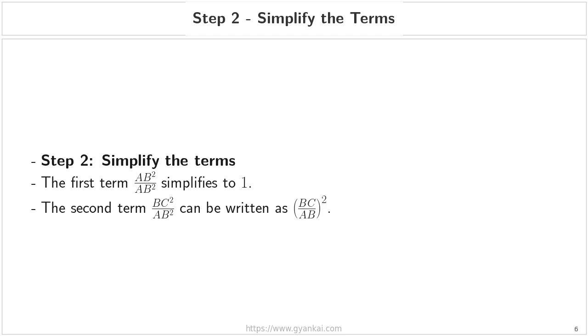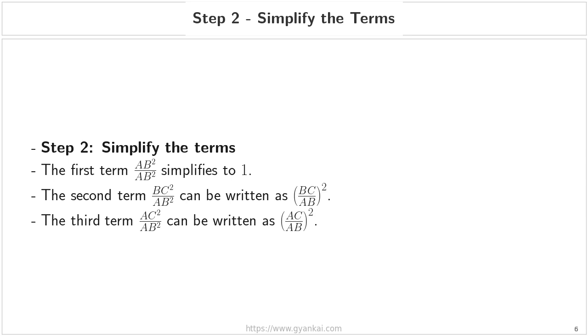Next, let's look at the second term, which is bc squared divided by ob squared. Using the laws of exponents, we can group these under a single power, rewriting this as the ratio of bc to ob, all raised to the power of 2. Finally, we apply the same logic to the third term on the right side of the equation. ac squared divided by ob squared can also be rewritten as the ratio of ac to ob, squared. By simplifying the equation this way, we are setting ourselves up perfectly for the next step, where we will substitute these ratios with their corresponding trigonometric functions.